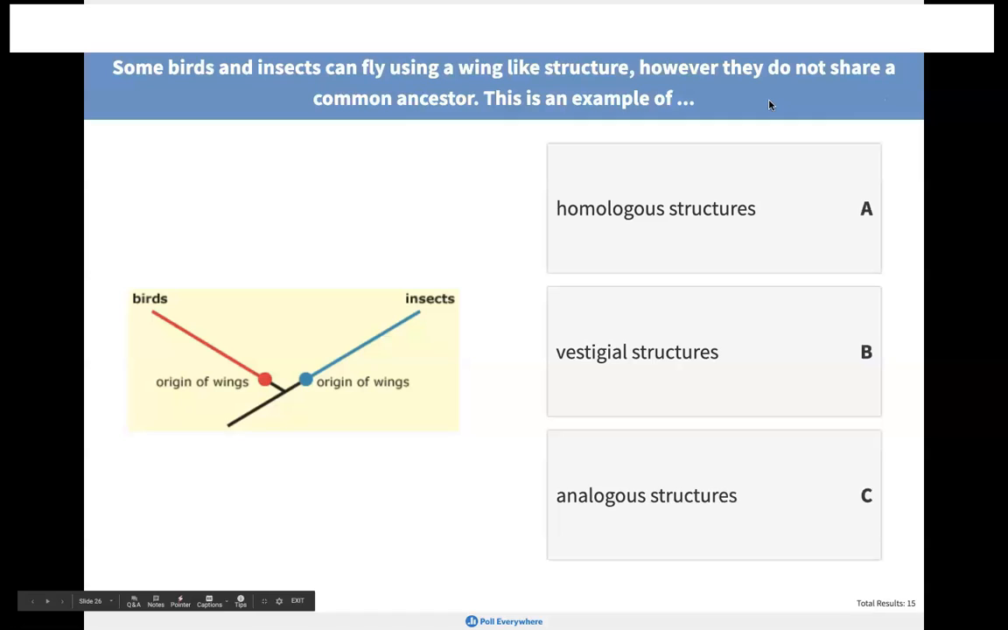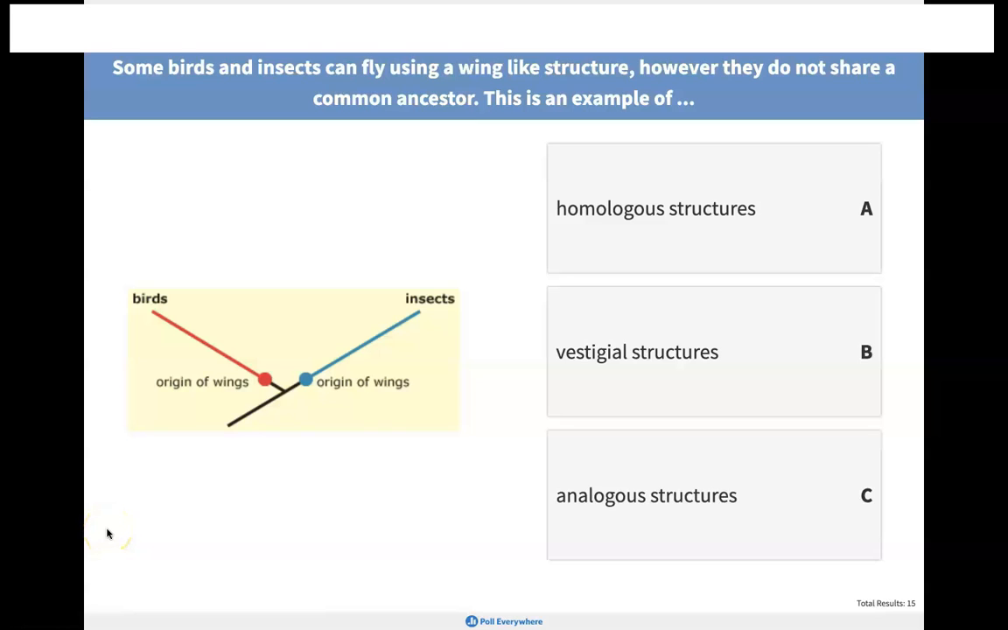Some birds and insects can fly using a wing-like structure. However, they do not share a common ancestor. What is this an example of? As you guys are answering this, I do want to point out this evolutionary tree. Here's the descent over time, and I can actually see birds coming here. So birds and insects do share a common ancestor. If we go back so many years, we will find a common ancestor. In fact, all living things on Earth share a common ancestor.